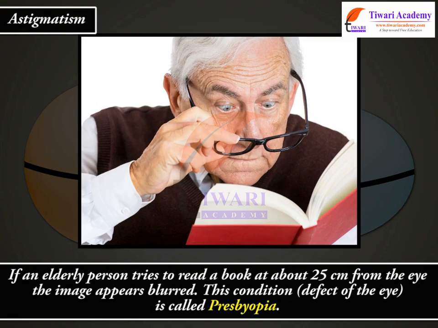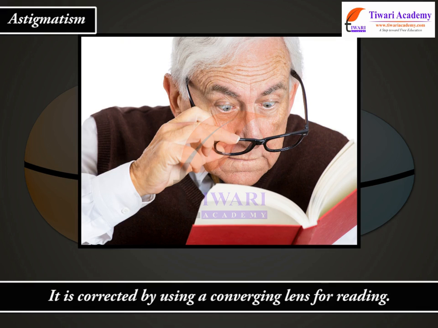If an elderly person tries to read a book at about 25 cm from the eye, the image appears blurred. This condition, a defect of the eye, is called presbyopia. It is corrected by using a converging lens for reading.